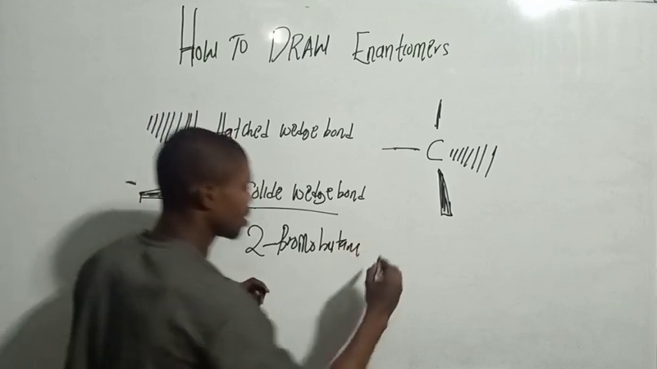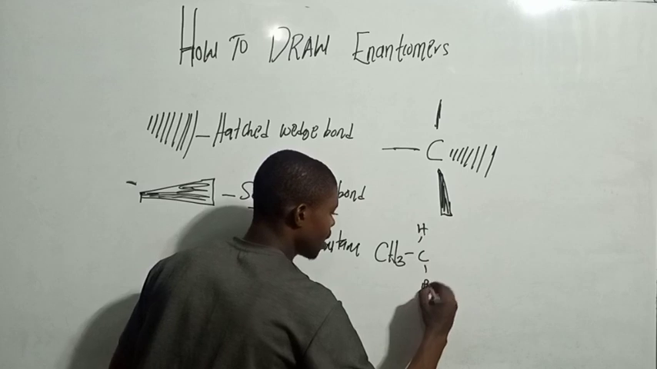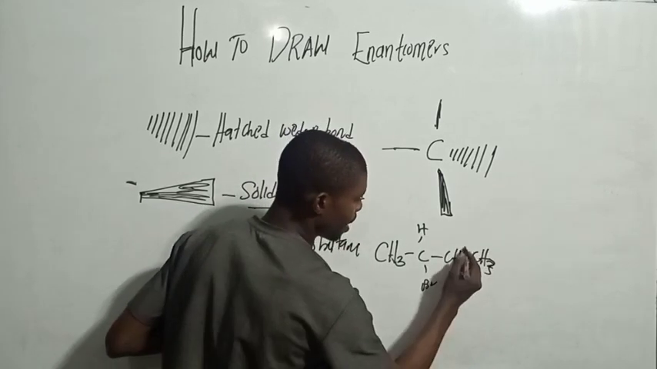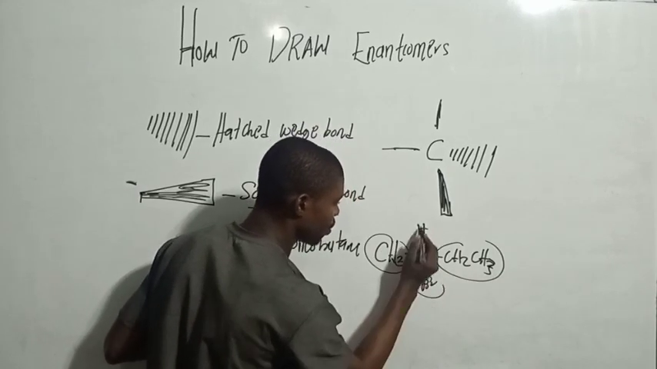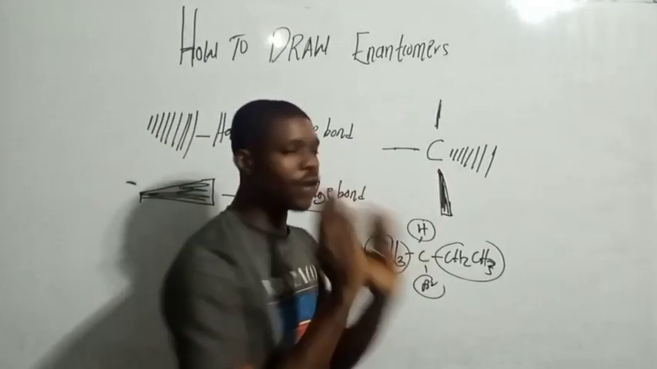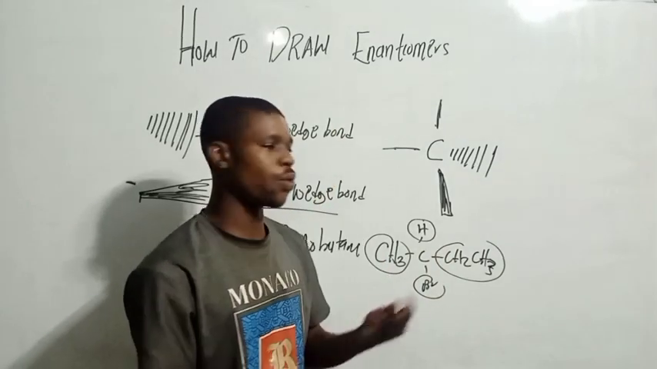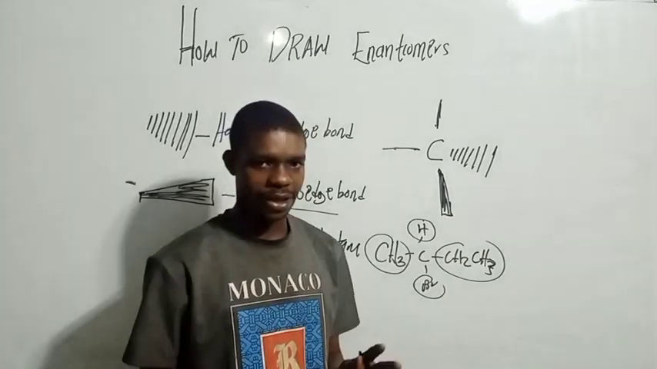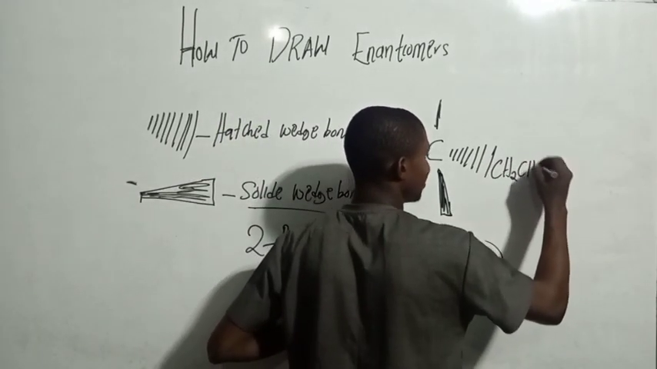Remember, 2-bromobutane is CH3, CHBr, and CH2, CH3, right? I'm talking about this one: the methyl, the bromo, and the hydrogen. So the first thing to do here is draw it like this. You are the one who will decide where to put the four groups. So I can decide to put one here, CH2CH3.